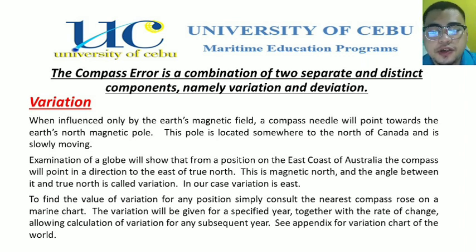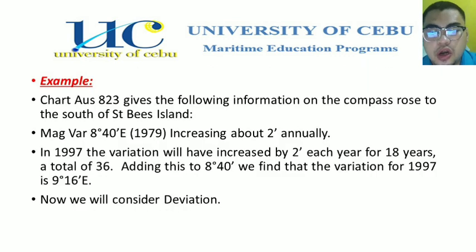To find the value of variation for any position, simply consult the nearest compass rose on a marine chart. The variation will be given for a specified year together with the rate of change, allowing calculation of variation for any subsequent year. See appendix for a variation chart of the world. For example, chart Australia 823 gives the following information on the compass rose to the south of St. Bee's Island: magnetic variation is 8 degrees 40 minutes east in 1979, increasing about 2 minutes annually.